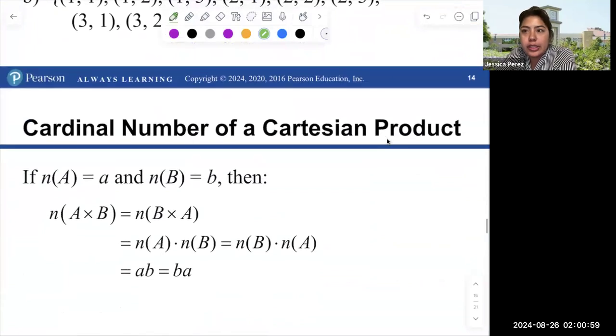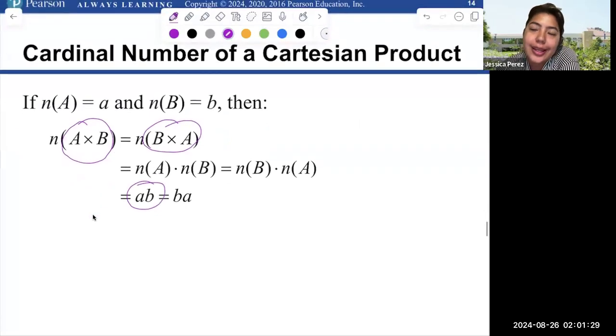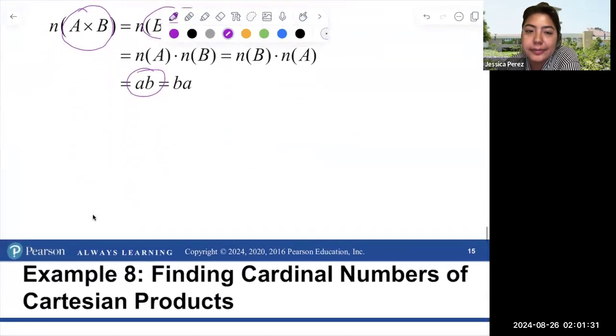Cardinal number of a Cartesian product. If the cardinality n(A) is a and the cardinality n(B) is b, you know that the Cartesian product of these sets A cross B is going to have the same size as B cross A. So then you can multiply the cardinality of A times the cardinality of B, which is the same as the cardinality of B times the cardinality of A. All you have to do is multiply each of their cardinalities.